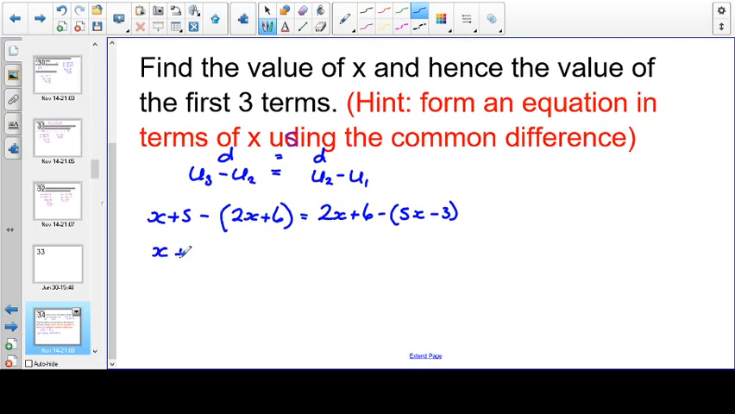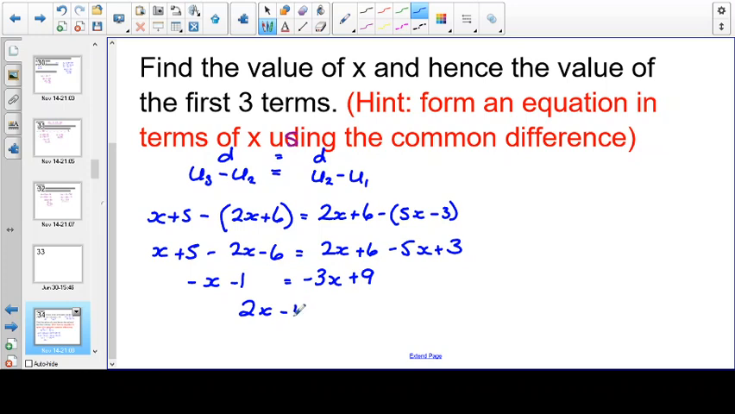Let's expand. X plus 5, take 2x, take 6, is 2x plus 6 minus 5x plus 3. So minus x minus 1 equals minus 3x plus 9. I'll move that over there. I'll move the minus 1 over there, which means x equals 5.